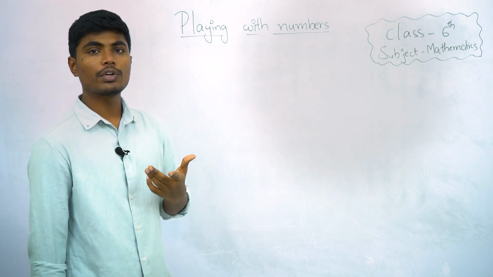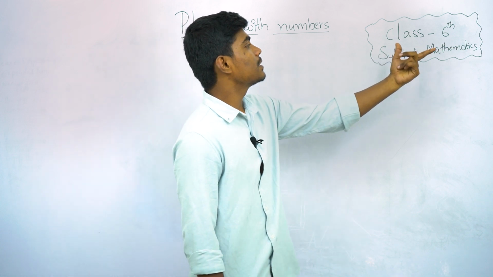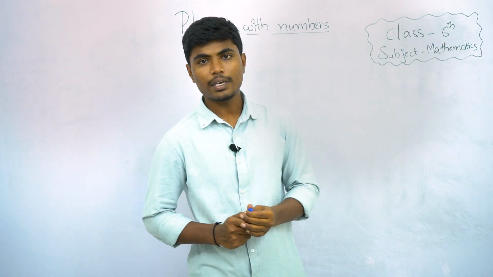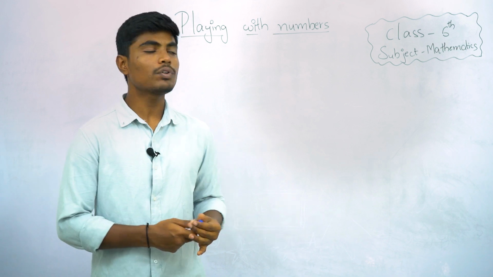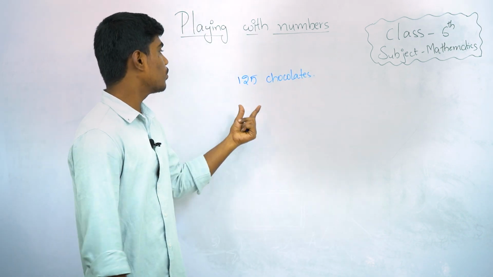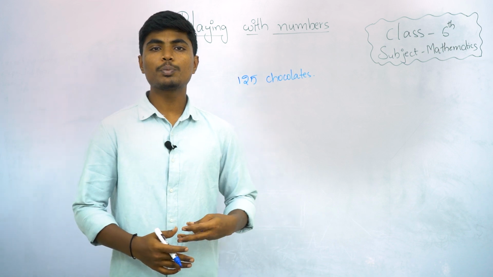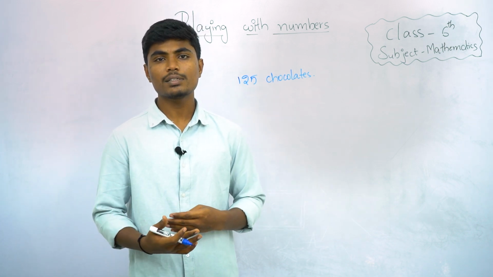In this class we are going to discuss playing with numbers, which is the third chapter of 6th class mathematics. See, on account of Children's Day, your teacher gave you 125 chocolates to distribute among the students in your class. The number of students in your class is 25.